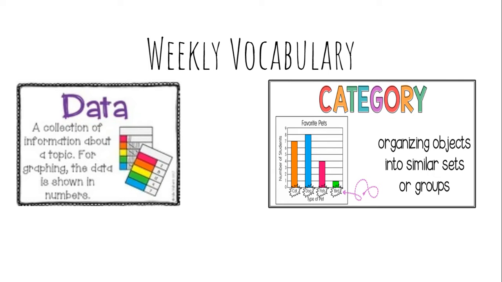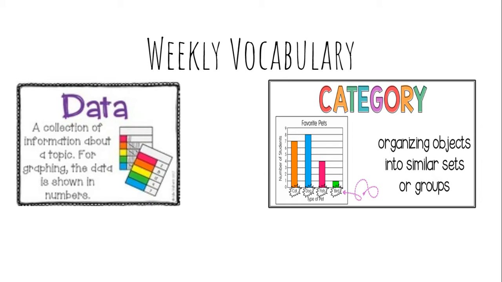Before we get started, let's talk about our weekly vocabulary. Our first vocabulary word is data. This was one of our vocabulary words from last week. Do you remember what data means? Data is a collection of information about a topic. For graphing, the data is shown in numbers. Our next vocabulary word is category. Category is organizing objects into similar sets or groups.